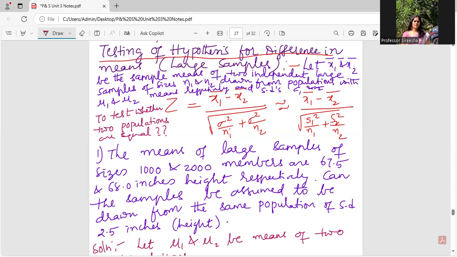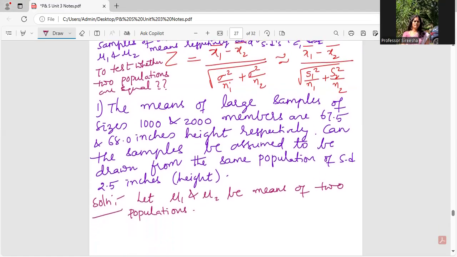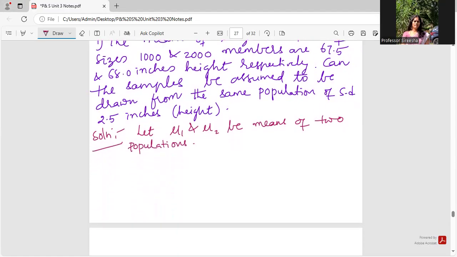It's the difference between the means of the samples divided by the square root of the sum of the variances. The Z statistic is defined like this. What we are testing is whether the two populations are equal or not. The procedure is the same. I'll be setting H naught here. Let mu1 and mu2 be the means of the two populations. I don't need them in the formula.